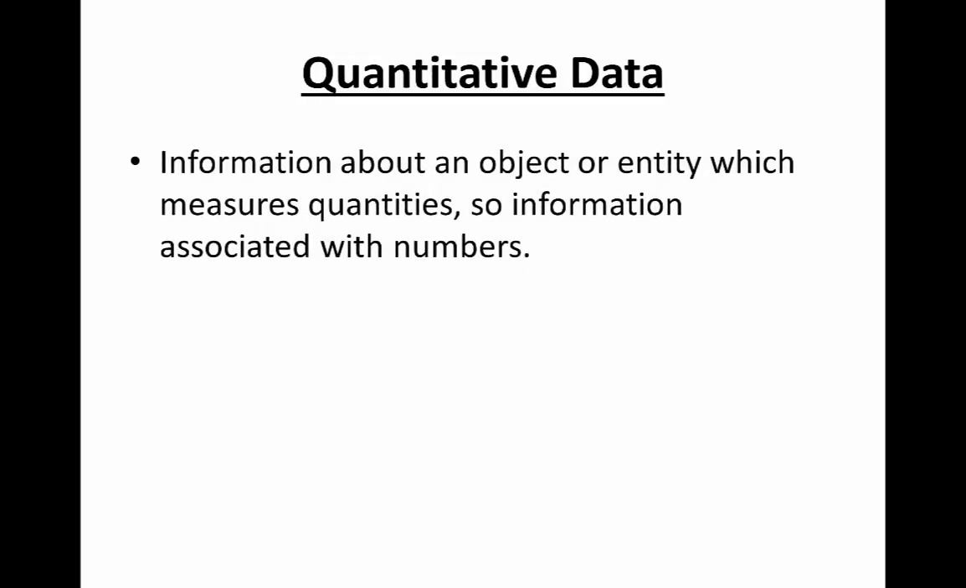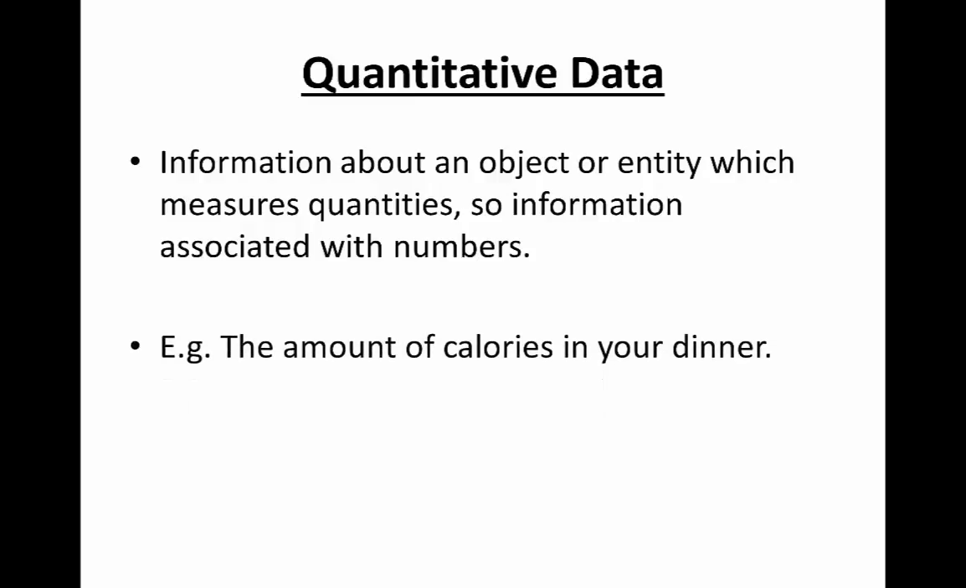Now the opposite to this is quantitative data, and this is information about an object or an entity which can measure quantities, so information could be associated with numbers. For example, the amount of calories you had in your dinner. If your dinner had many calories, then we could probably take away each part of your dinner, each individual item of food, calculate how many calories are in that item, add them together, and therefore we can get quantitative data, which isn't really based on opinion.